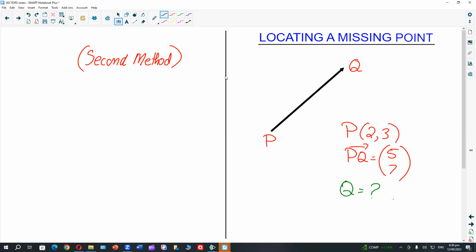We have just done this topic, locating a missing point. When you want to locate a missing point, you have a point, you have a vector, and you want to find Q. Now, after discussing the position vector, we have another way of doing the same thing. Position vector is important in our maths here because this letter O is very frequently coming with the vectors. So you have to copy this whole screen as a second method.